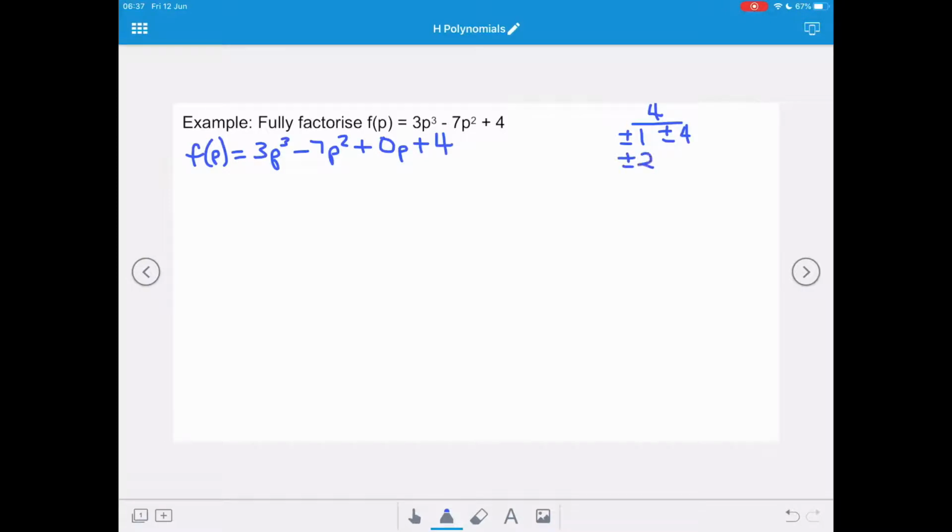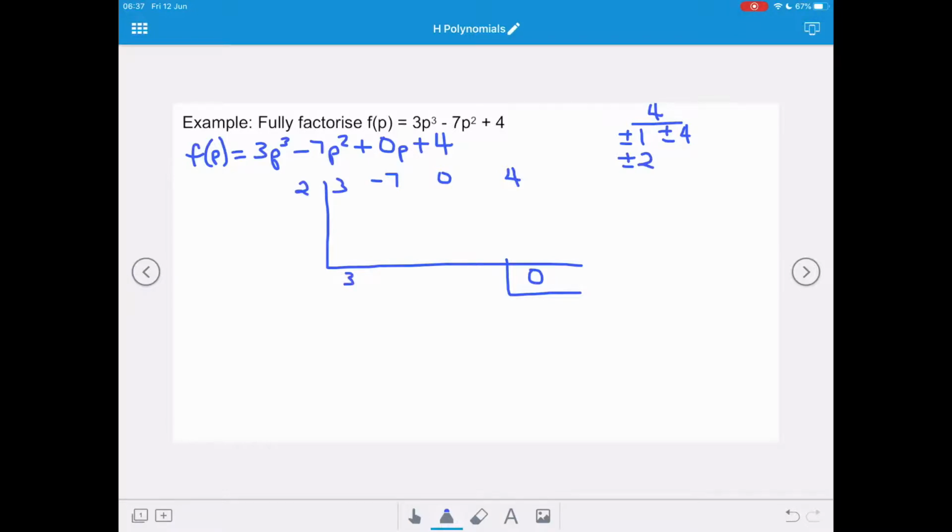So we're going to set up our nest so that we can do our synthetic division, and our coefficients are 3, negative 7, 0, and 4. And we want our remainder to be 0 in order to be able to fully factorize this expression. So we can choose any of our factors of 4. So let's choose p minus 2 as a factor, giving us a divisor of 2.